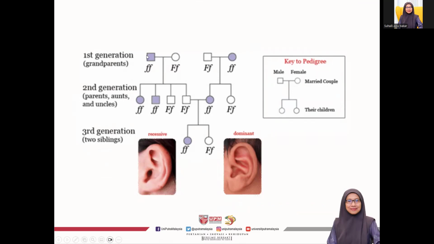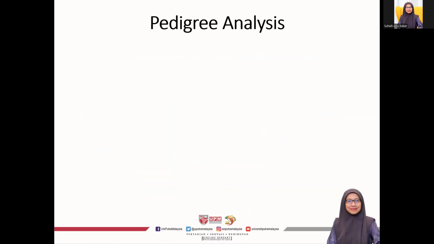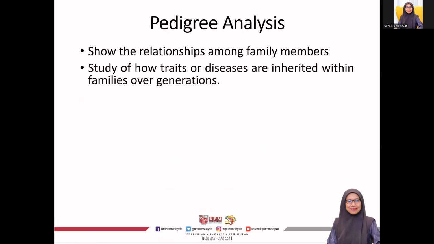It shows here the first generation, grandparents, the second generation, the parents, aunts and uncles, and then the children here, which is the third generation, for earlobe attachment. To track genetic inheritance, we use pedigree analysis, which is a tool that shows how traits or diseases appear in a family tree, because it shows the relationships among the family members. So this will help doctors and genetic counselors predict risk for future generations and identify carriers of inherited conditions.